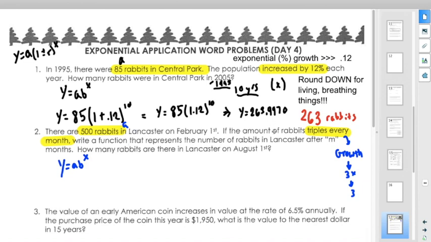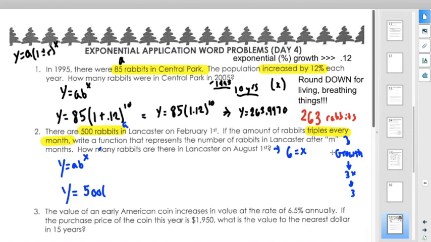How many rabbits are there in Lancaster on August 1st? And we started on February 1st. How many months has it been? Well, February to March to April to May to June to July to August, 6 months. That tells me that X is equal to 6. So, filling this in, Y equals 500.